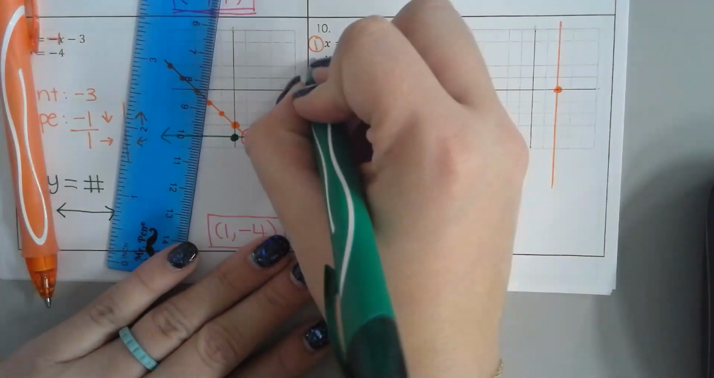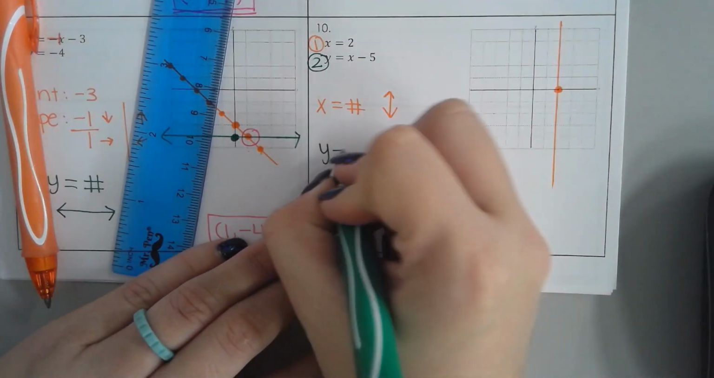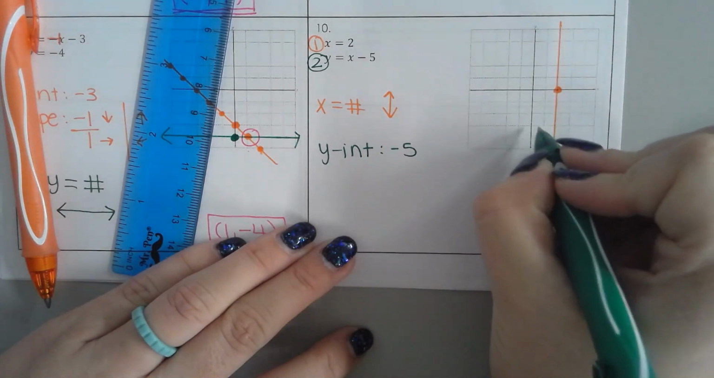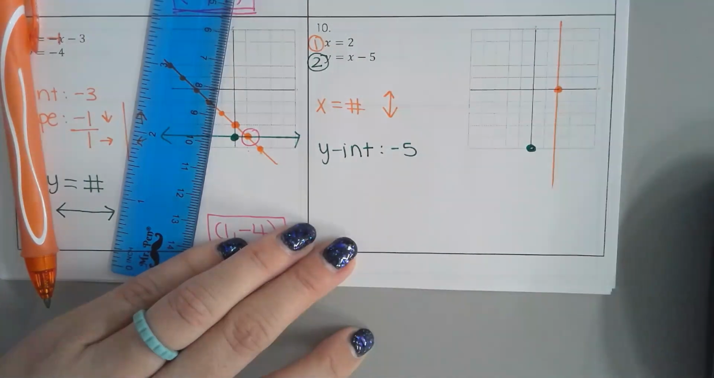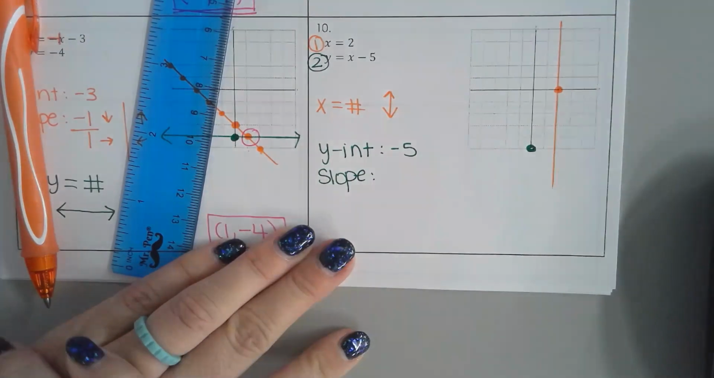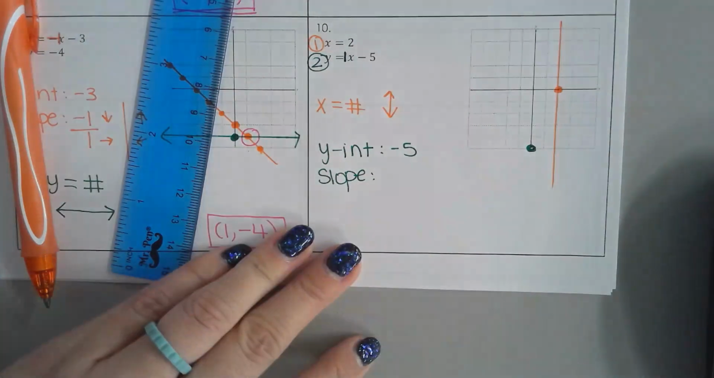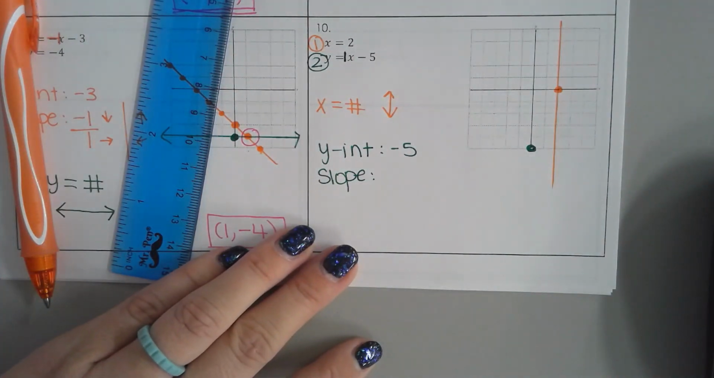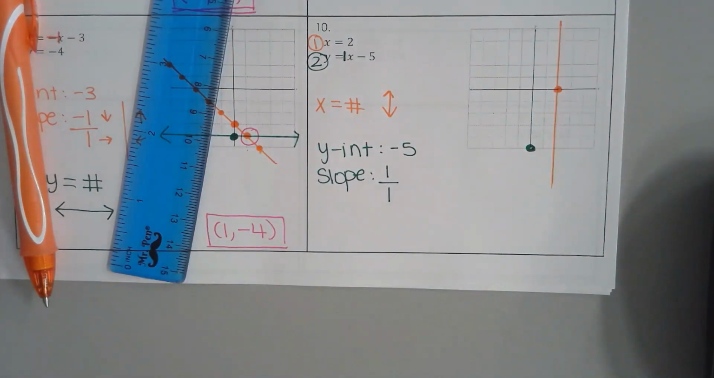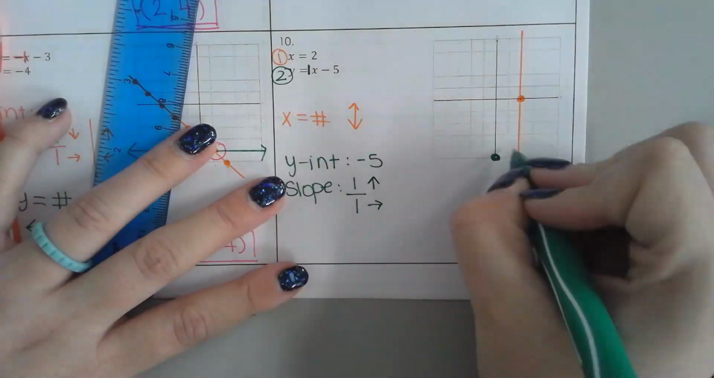My second line, this is a normal equation. What's the y-intercept? -5. What is my slope? Right. If there's not a number in front of the x, you can assume it's a 1. I did not have a negative, so it's +1 over 1. Which tells me I'm going to go up 1, right 1.